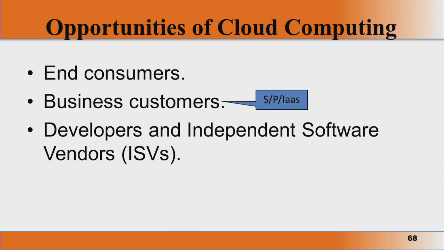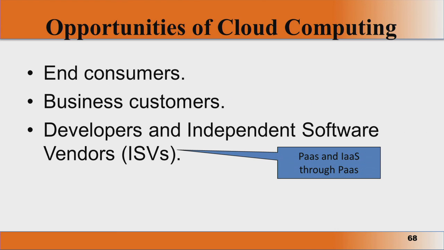Now, an end consumer basically looks at software as a service, while a business consumer will look at both software, or all the 3, using the software, the platform and the infrastructure all as a service, while a developer or independent software vendor may use the PaaS and the IaaS. The IaaS is accessed through the platform.